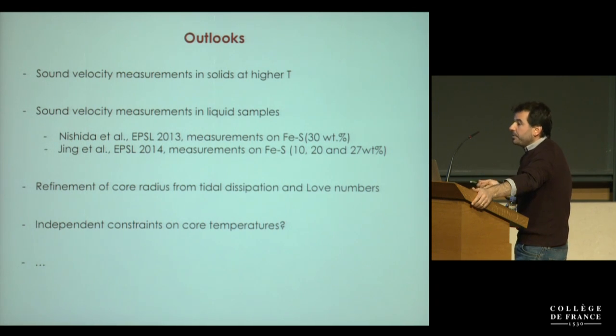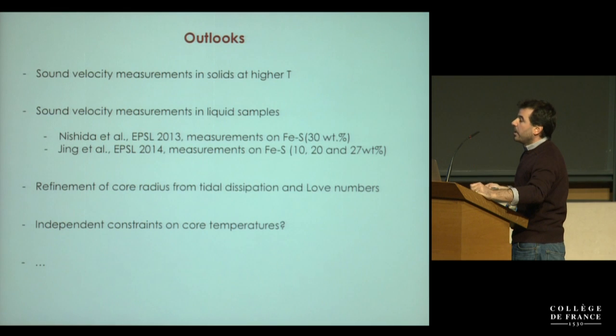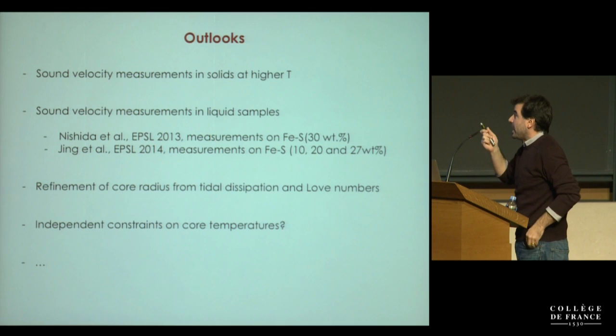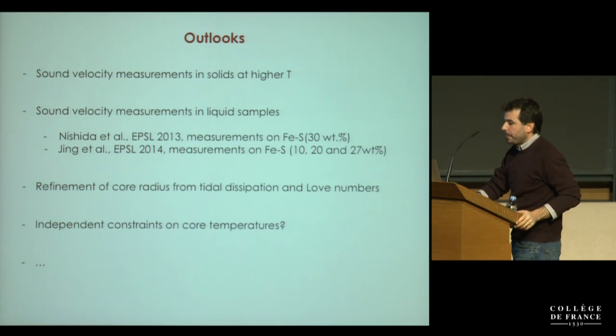Beside mineral physics, there is clearly a lot of interplay between this kind of measurement and other geophysical or spatial observations. For instance, here we refined the core radius using the seismic constraint, the seismic travel time. Another way to do this is using the refined Love number from tidal dissipation, as well as the moment of inertia, fixing the density to the mineral physics constraint and leaving the dimension of the core as a free parameter to fit the Love number, for instance, or the moment of inertia.